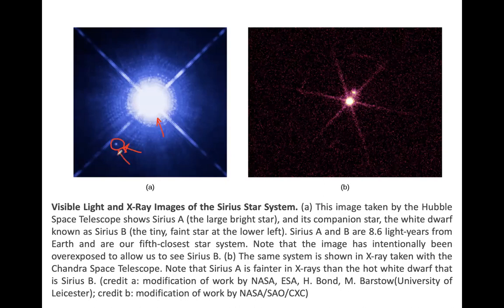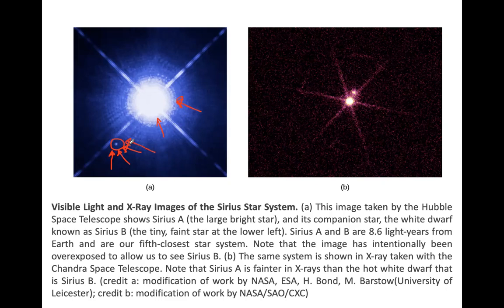Because if you do not overexpose, then you will see this as a clear star, but then you will not be able to see this one, right? So to see this, you have to overexpose, which means you have to increase the exposure time of the camera to take this picture, so that this will be overexposed while you can still see this faint object.